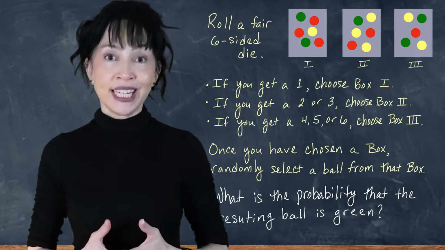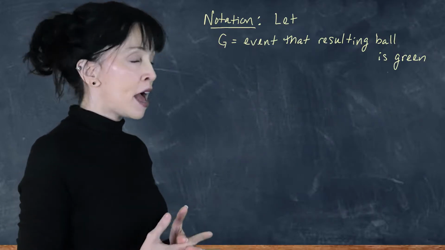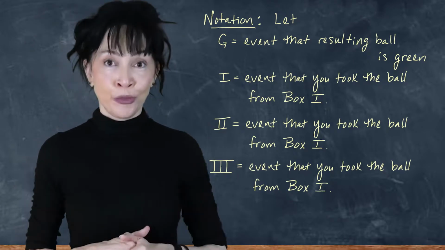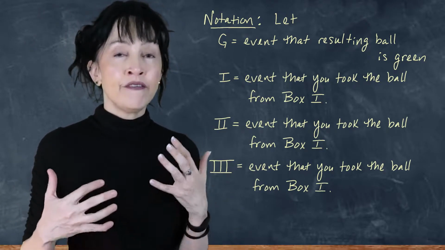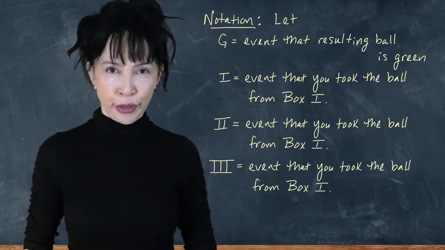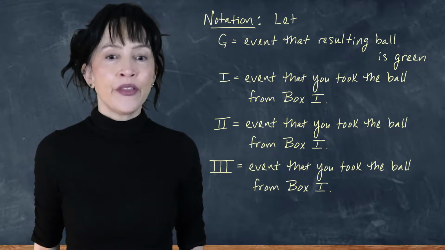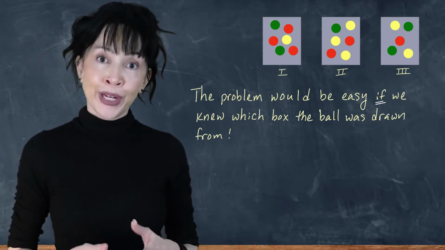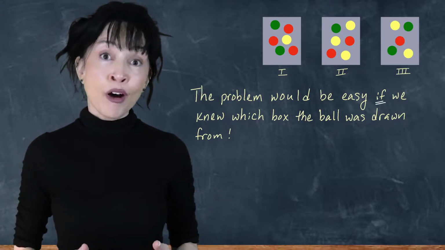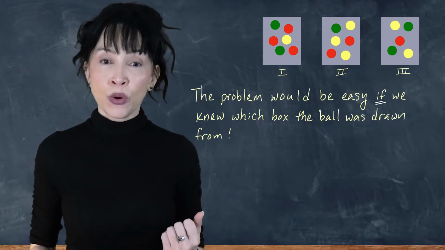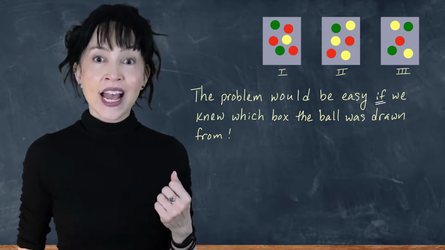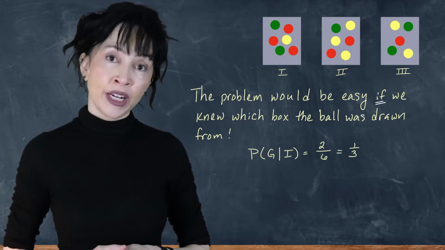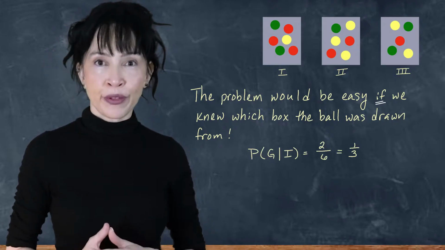Let's introduce a little notation for our events. I'm going to let capital G be the event that we drew a green ball, and I'm going to let these Roman numerals 1, 2, and 3 be the event that we chose from box 1, 2, or 3, respectively. Now, the probability that we choose a green ball, given we know what box we're in, is pretty easy because we're randomly selecting a ball from that box. Now, the first box has a total of 6 balls, and 2 of them are green. So if I were to go into the first box, the probability I would choose a green ball is 2 out of 6, or 1/3.